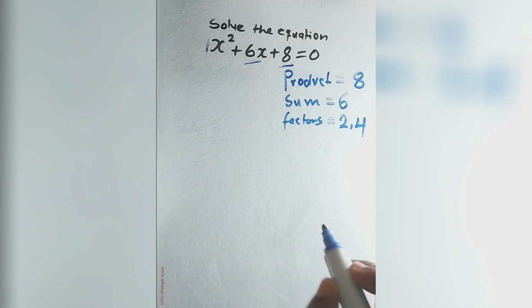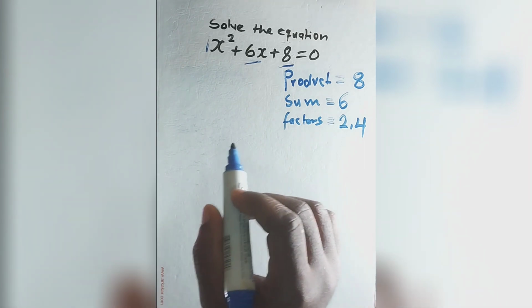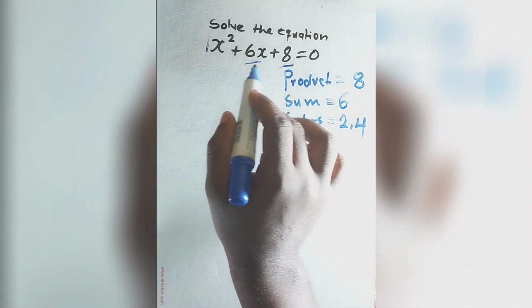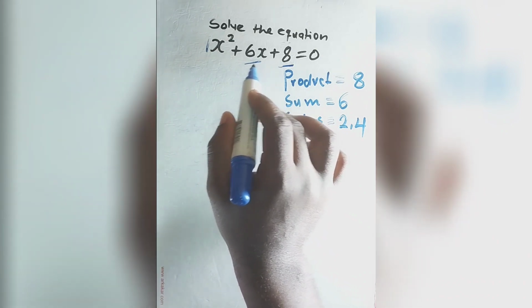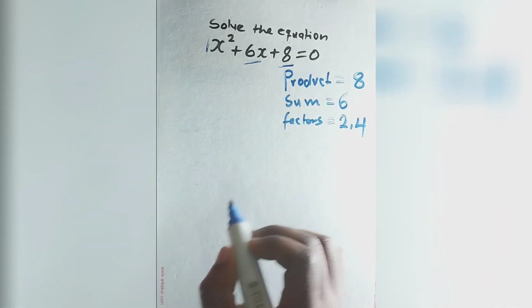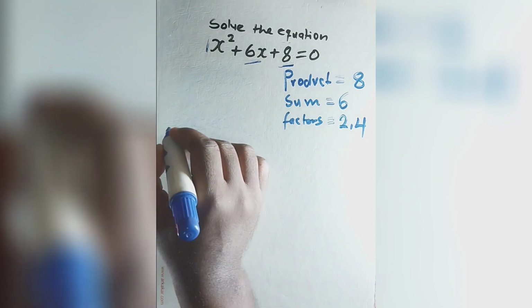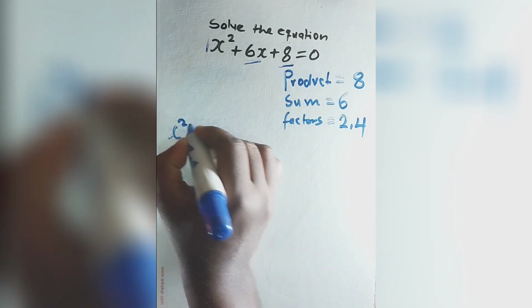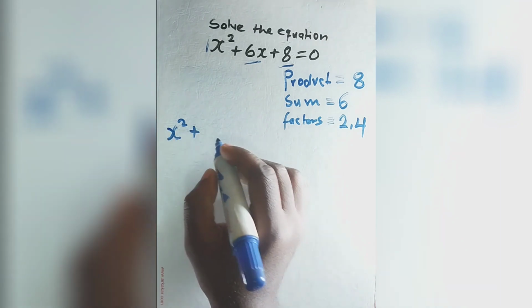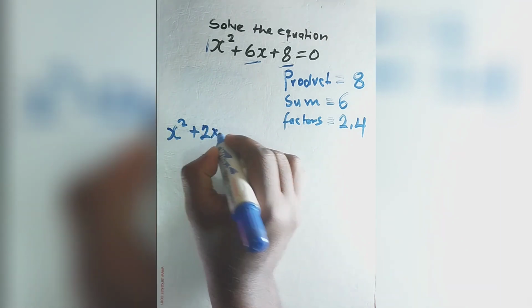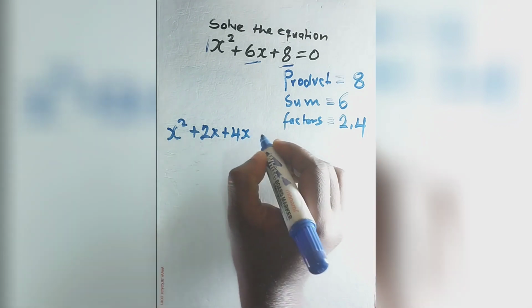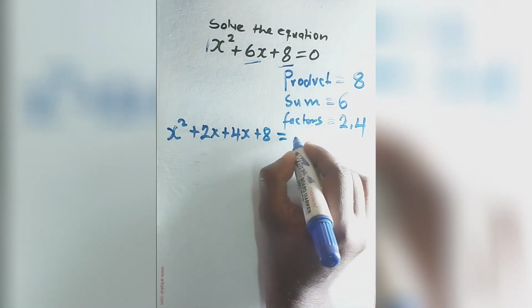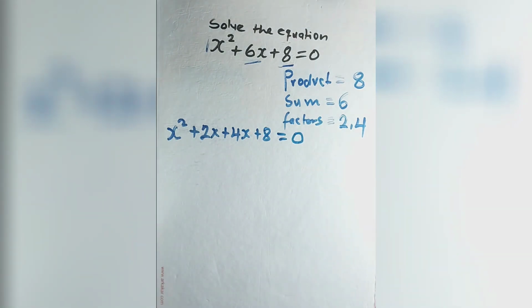The next thing to do is to replace the coefficient of x with these two factors. Okay, so let's rewrite this like this. This gives you x squared plus 2x plus 4x plus 8, which is equal to 0. All right, now we have this equation, so we can move on to solve or factorize.